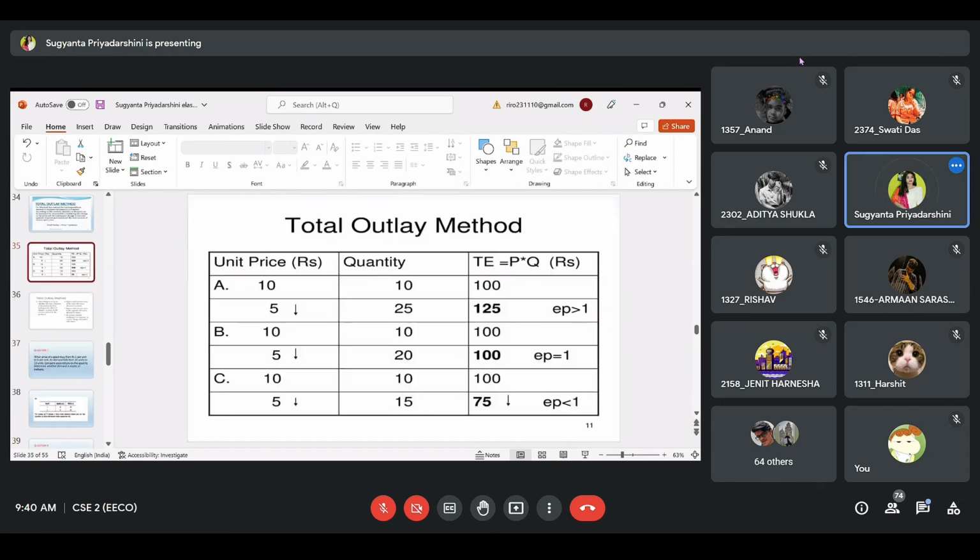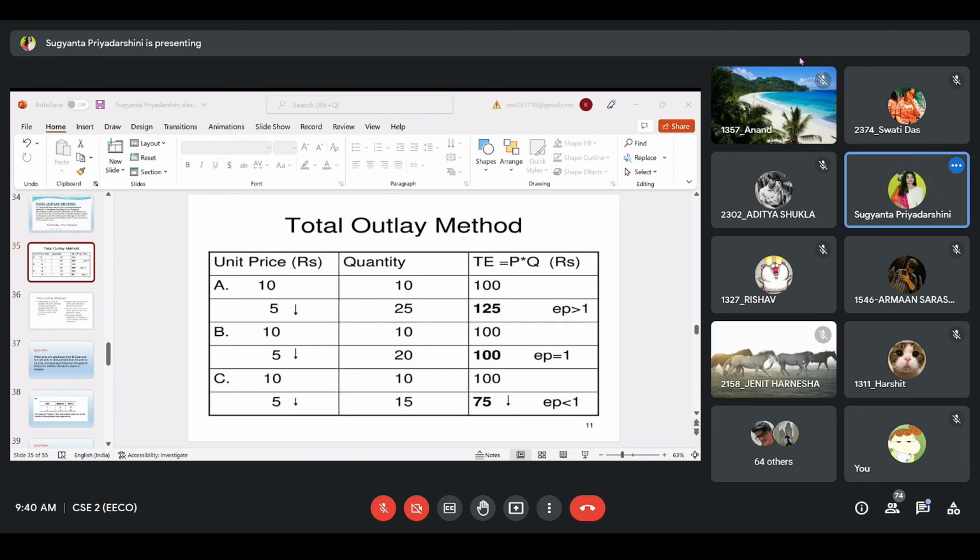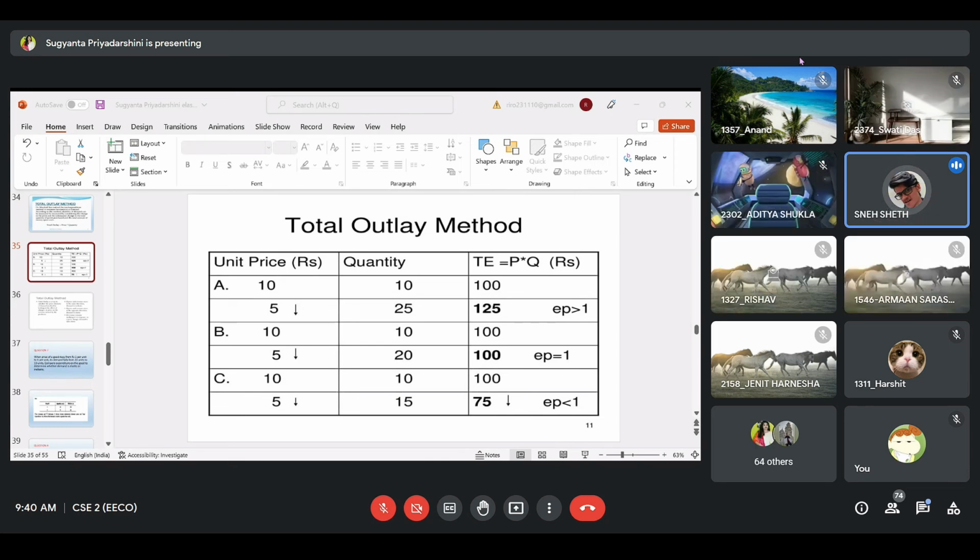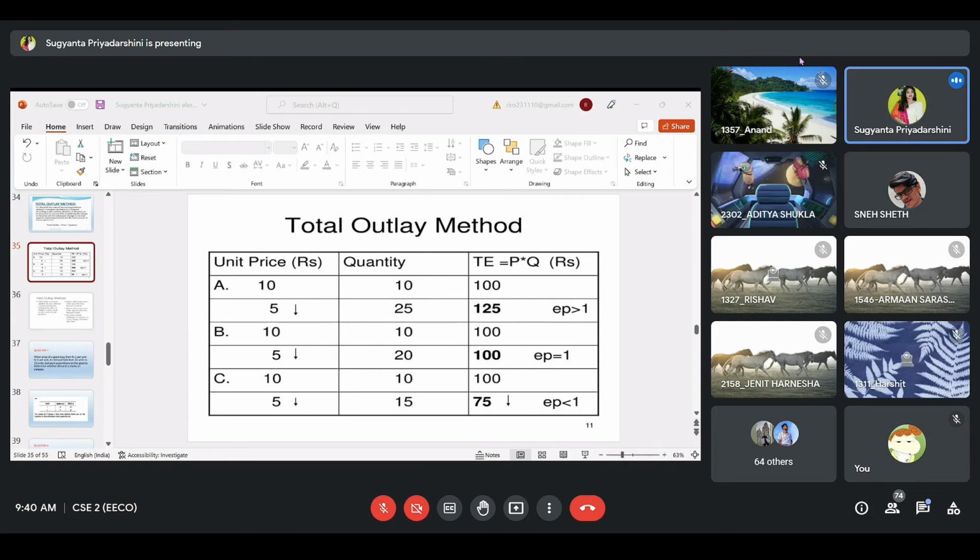Tell me. Ma'am, which of the cases are good? Like the product should be elastic or inelastic? I couldn't hear you, Sneh. Repeat it. Ma'am, which of those cases are good for the producer?